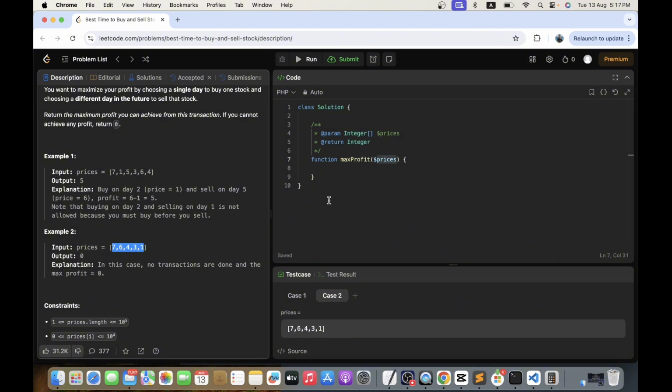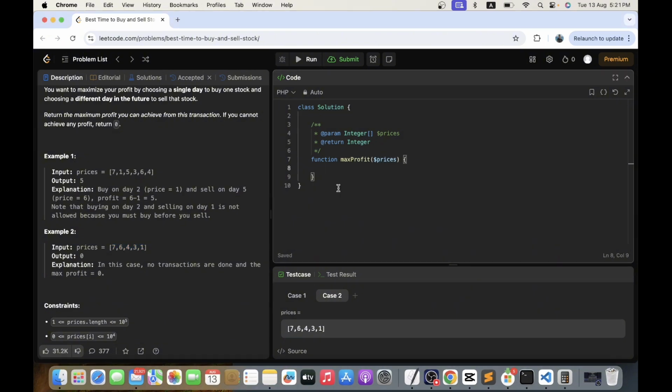Now let's jump into the code. Let's first initialize our variables. So we have min price, which should be the first day, and we have profit. The default profit should be 0. Then we should start our for loop with i equals 1. This is the second day. i is less than the count of prices, and i plus plus.